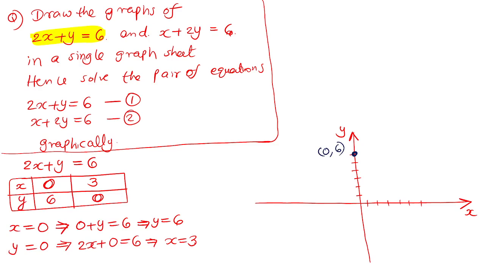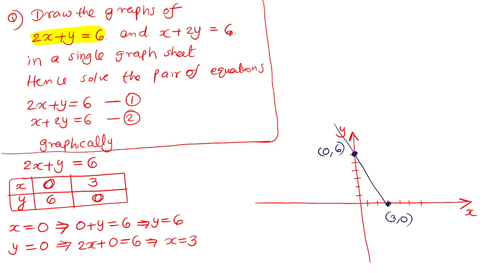Maya, don't worry, I will discuss for you, okay? 3, 0 is there. Can you see 3, 0? 3, 0 is here at 3. Join them.